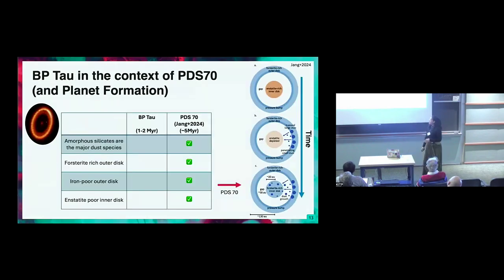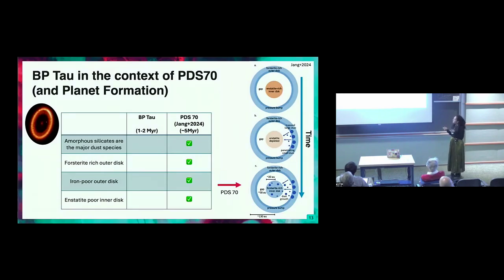And then, just to end this talk, I wanted to talk about PDS 70, our favorite protoplanetary disk, or maybe the only confirmed protoplanet with a circumplanetary disk. So PDS 70, in the work of Jang 2024, did a similar mineralogy analysis.